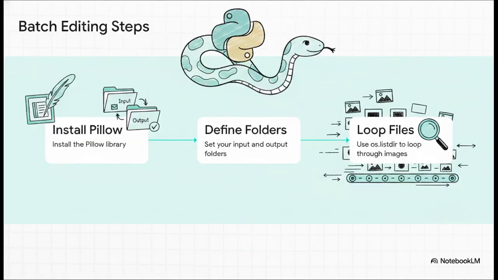Well, the solution is actually incredibly straightforward. By using Python's super powerful Pillow library, we simply define our input and output folders. From there, we just apply a standard for loop using the os.listdir function to access and iterate through all the images in that folder automatically. It essentially puts your entire editing process on a high-speed conveyor belt.